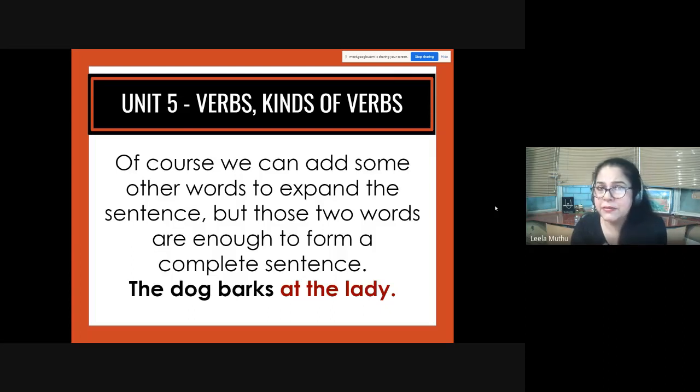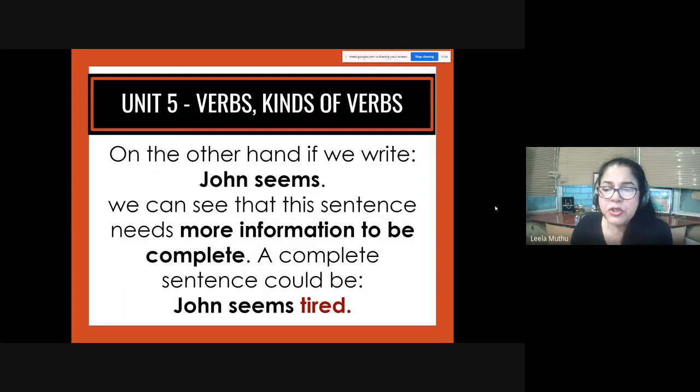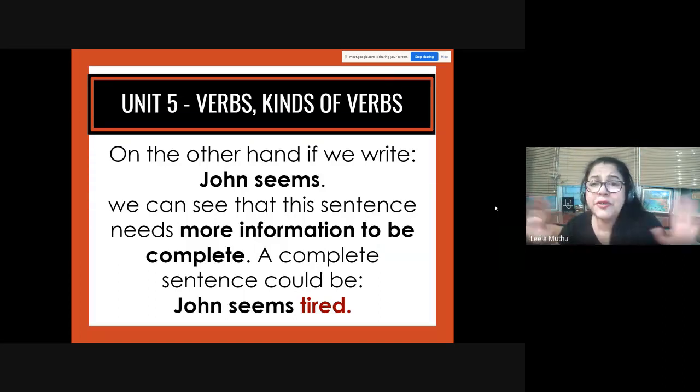Now I'm coming to what an incomplete verb is. Let's see some other examples. If we write these two words, John seems. Now you'll say, okay, there's a subject, there's a verb. But John seems doesn't make any sense, does it? We have to add something after seems to make the sentence a complete sentence. So seems is incomplete without the word that you add, which is the complement. It is absolutely incomplete. So seems is an incomplete verb.